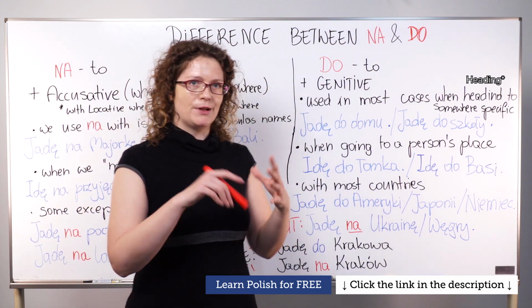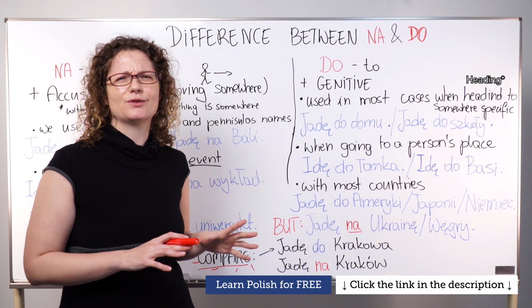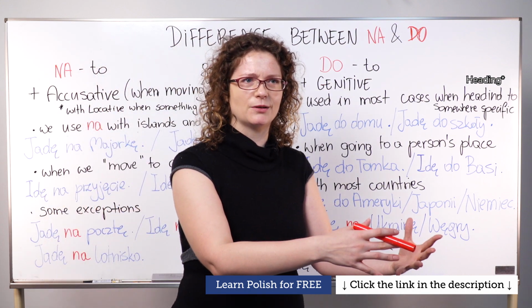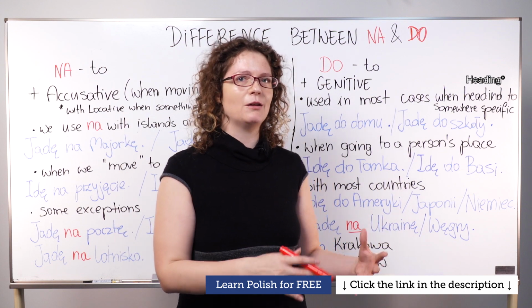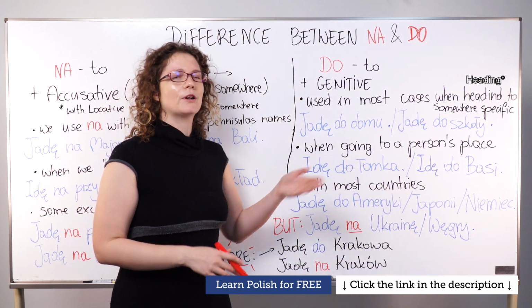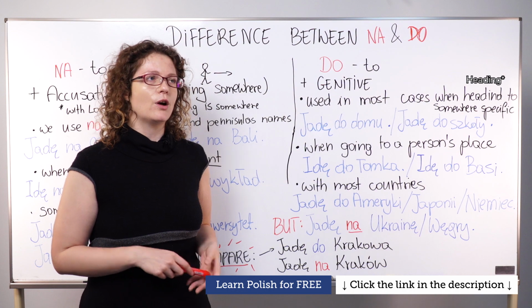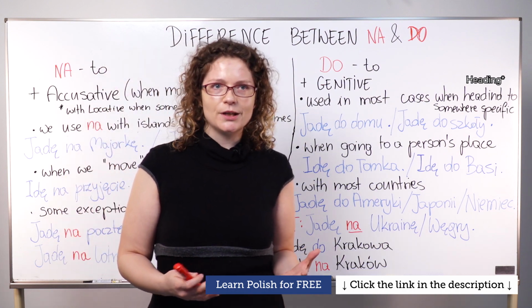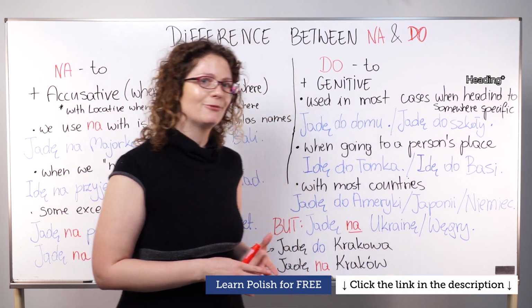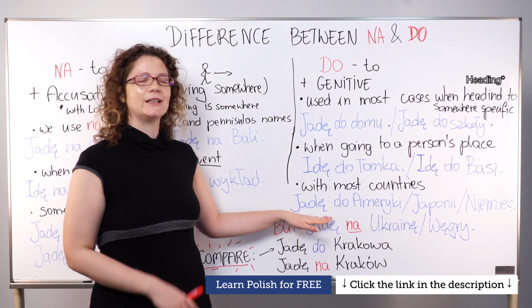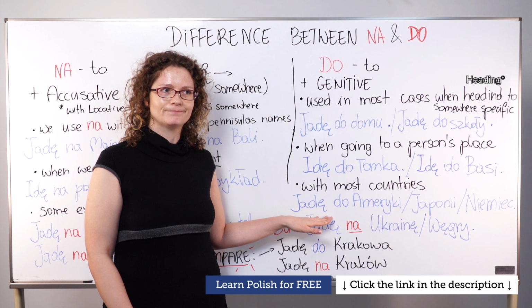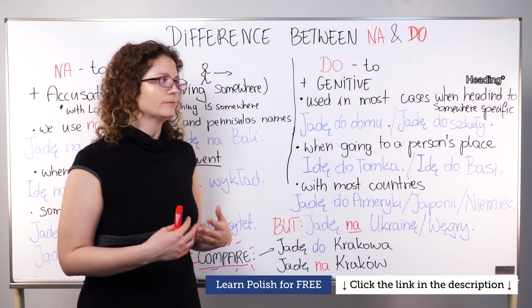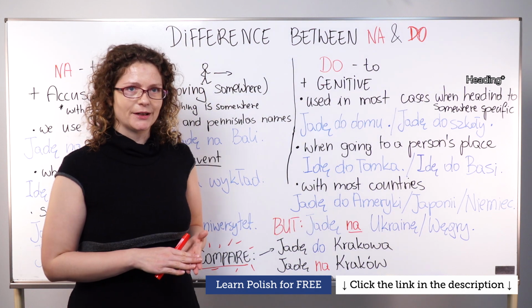Okay, so we now know that do is used mostly when we are going somewhere, heading somewhere. If it wasn't covered by na, what we explained right now, then if we are going to somebody's place, also when we are going to a foreign country, we would use do. For example, jadę do Ameryki. So I'm going to America.